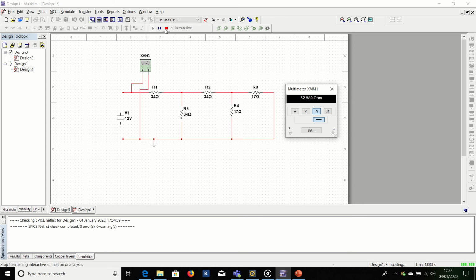So this is what you do to measure the resistance, and just like I said, the polarities wouldn't matter. You can connect them anyhow to the circuit and it wouldn't actually matter.